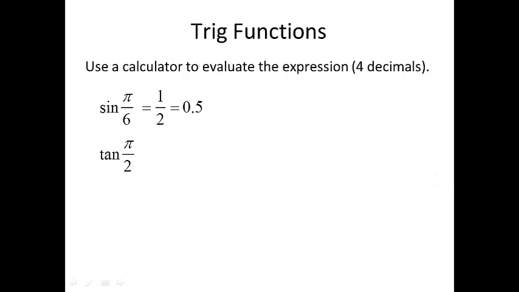Okay, tangent of pi over 2, so that's in radians, so we're still good. Tangent of pi over 2, and we should get undefined, because that does not work. You can't take the tangent of pi over 2 because you're dividing by 0.